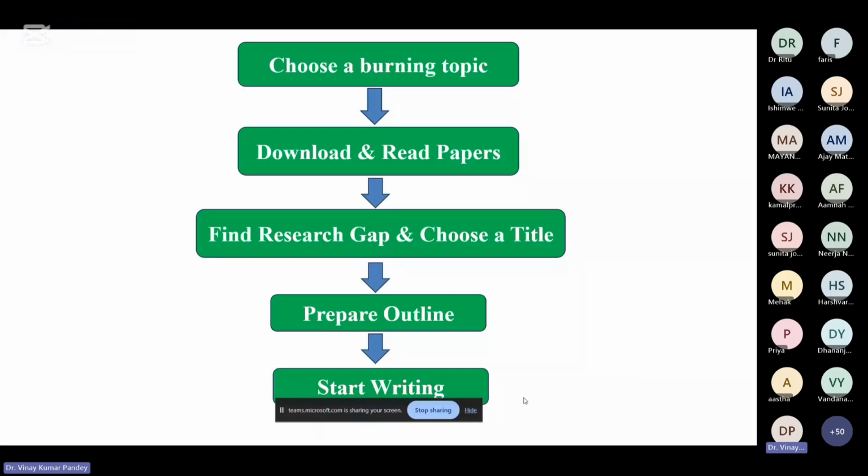So I'll just show you in between that how we are using Scopus and Scopus AI as well, right? The second stage is download and read papers. Now here we have to be very selective, very specific about reading a paper, about selecting a journal, what kind of paper you have to read, what kind of articles you should choose for your reference. It should be very specific.